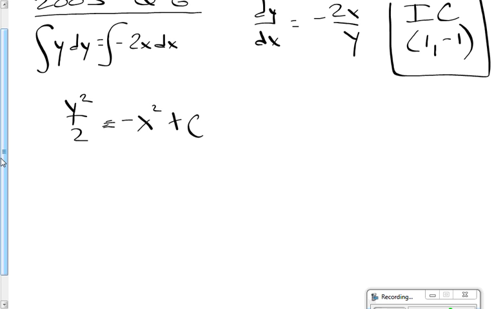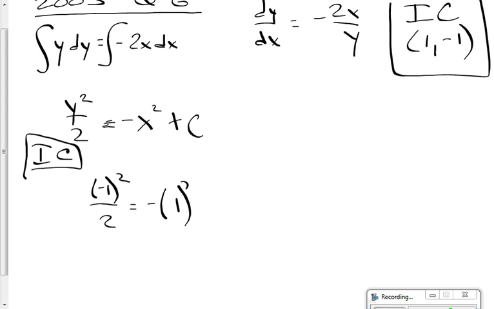Okay? Next step, before you solve for y, I like this step. You could solve for y now if you wanted to, but I think it's a good idea. Algebraically later on, you can try it both ways to convince yourself, but I try to do the initial condition at this point. Negative 1 squared over 2 equals negative 1 squared plus c.